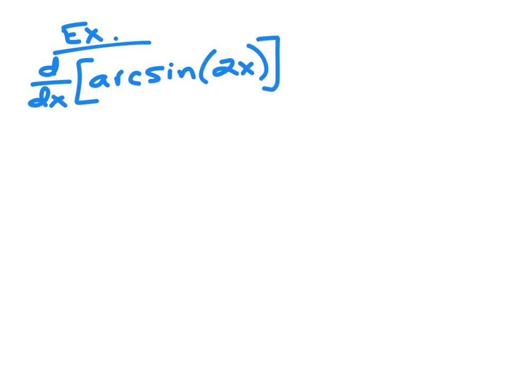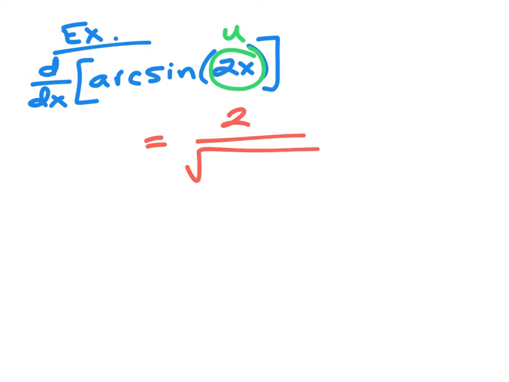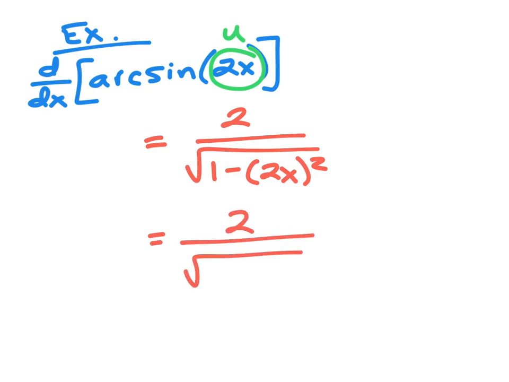So the first one says, differentiate arc sine of 2x. So my u is that 2x. Then the derivative of arc sine says we do u prime on top, which is 2, over the square root of 1 minus u squared. So root 1 minus 2x quantity squared. If it's free response, leave it like that. If you need to simplify or match it with a multiple choice question, of course, you can go to 2 over root 1 minus 4x squared.